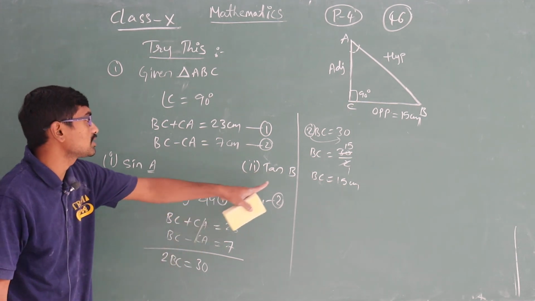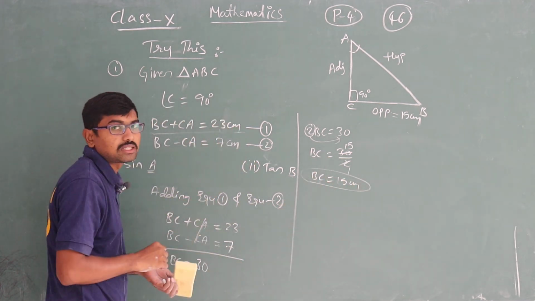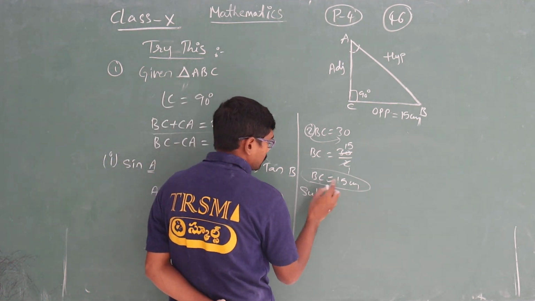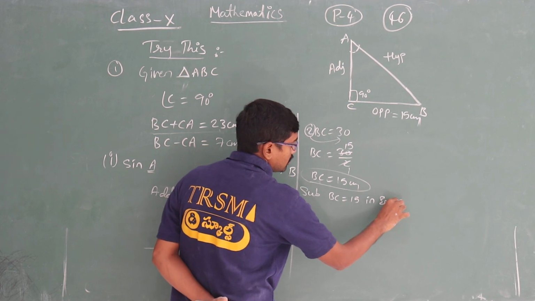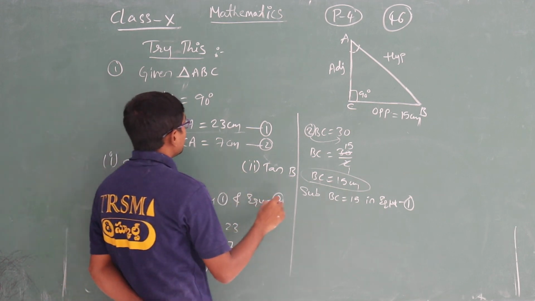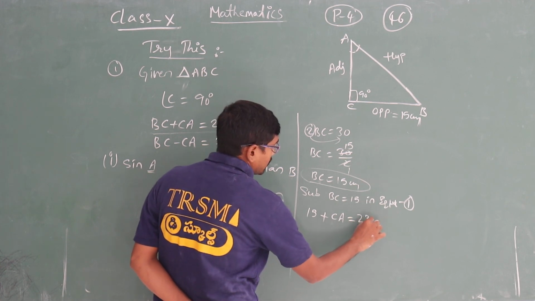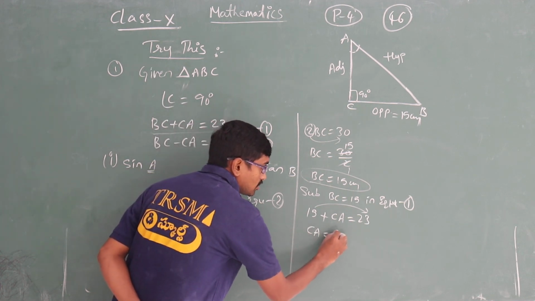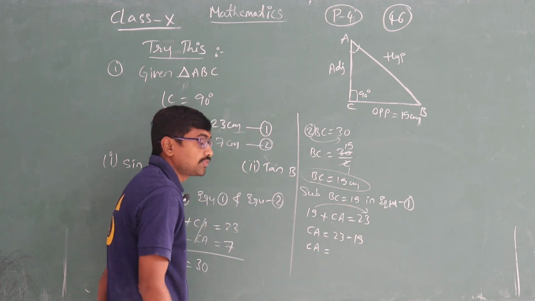Now coming to finding the other side, that is CA. How can we find it? Directly we will substitute. As we know the value of BC, we will substitute in any one of these equations, either in equation 1 or equation number 2. Here I am substituting in equation 1. So substitute BC is equal to 15 in equation number 1. Why? So that we will get the CA value. So BC 15 plus CA is equal to 23. The plus 15 comes over, the additive inverse of plus 15 is minus 15. So CA is equal to 23 minus 15.